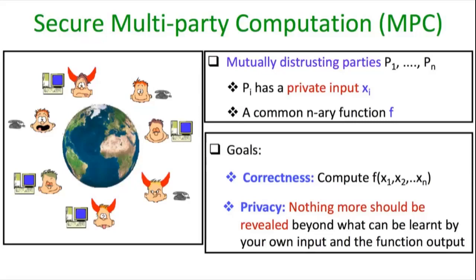But this should be done in such a way that each participant should not learn anything beyond his own input and the function output. So for instance, participant P1 should not learn anything beyond his own input x1 and the function output. That means the privacy of the inputs of other participants should be preserved. Right? That's why I'm calling it secure multi-party computation. Multi-party computation because multiple parties are collaborating to do some computation, and secure because you want to preserve the privacy of the respective inputs.